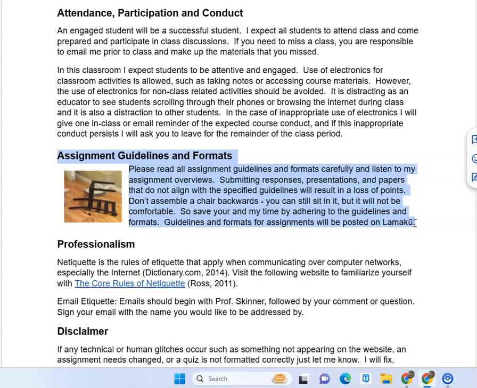One thing that I do want to draw your attention to, probably the most important part of the syllabus, is please read the assignment guidelines and formats. Every assignment has guidelines and formats. Please follow them. Take a couple of minutes to read those, right?